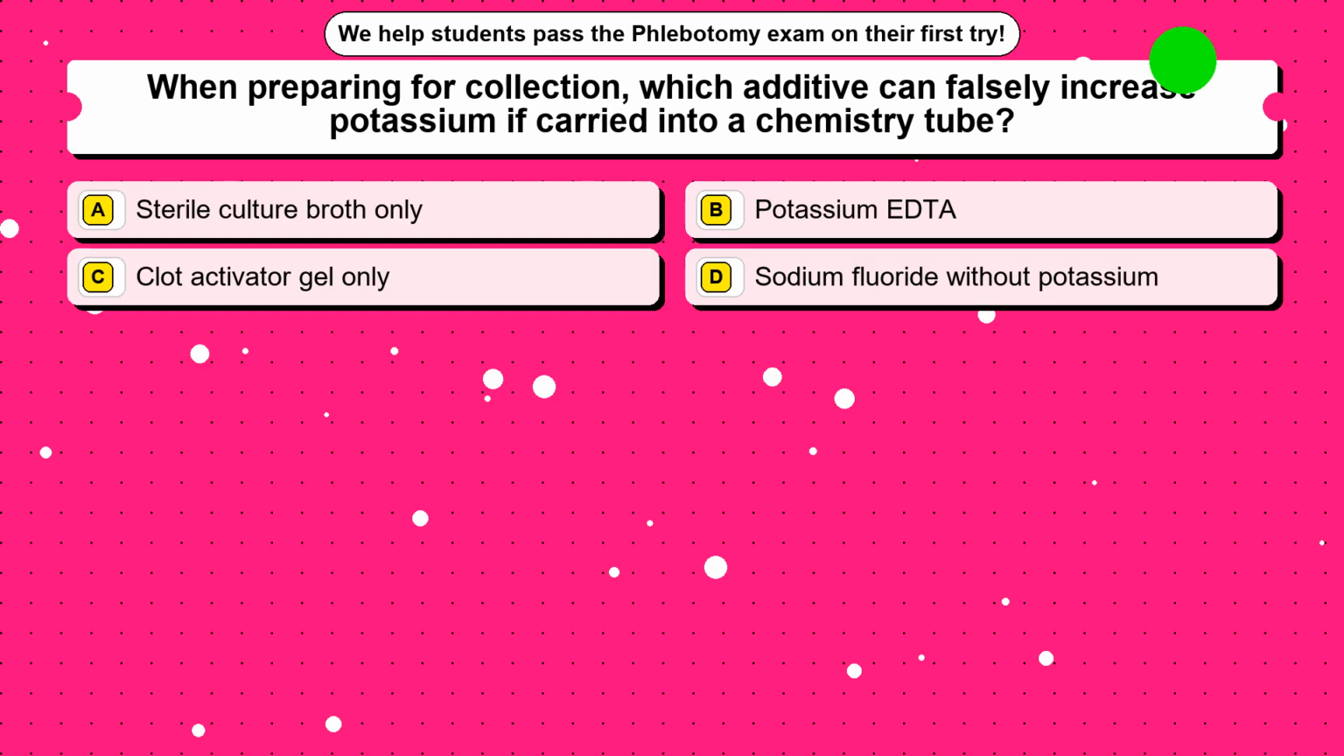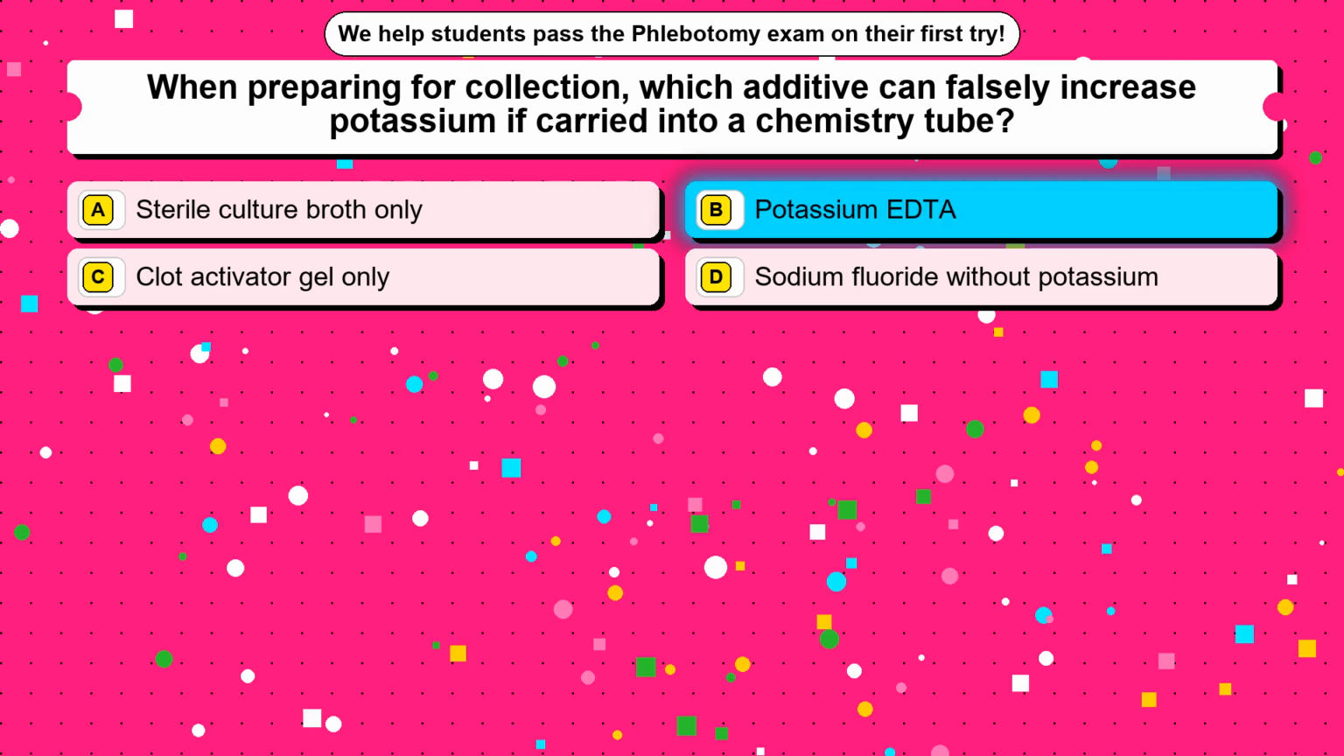Question 11. When preparing for collection, which additive can falsely increase potassium if carried into a chemistry tube? Option A, sterile culture broth only. Option B, potassium EDTA. Option C, clot activator gel only. Option D, sodium fluoride without potassium. The correct answer is option B.